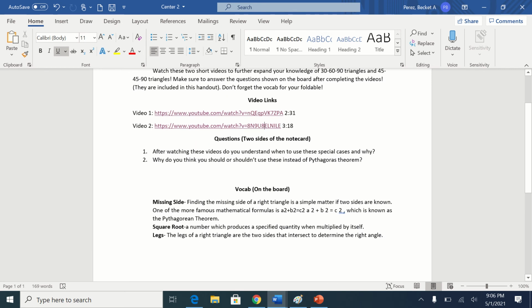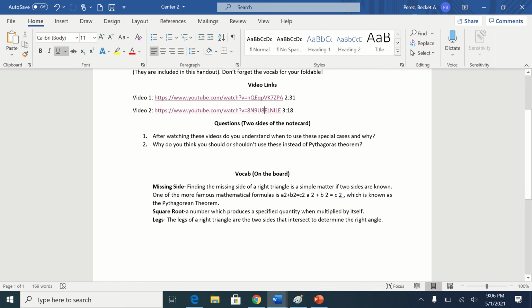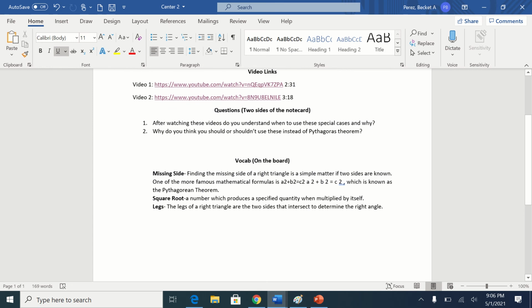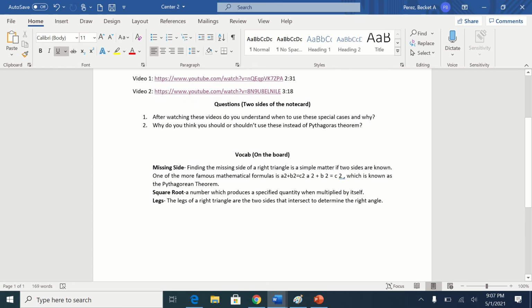They have 2 questions, which they will answer on a note card, one on one side and one on the other side of the note card, which will be on the board, but I am showing them here on this handout. First question, after watching these videos, do you understand when to use these special cases and why? And the second question, which will answer on the back, why do you think you should or shouldn't use these instead of Pythagoras theorem? So obviously that one doesn't apply to 45, 45, 90 because you can't use Pythagorean theorem on a 45, 45, 90. This only applies to 30, 60, 90. So hopefully those get their minds turning a little bit. That shouldn't take them more than 2 minutes.